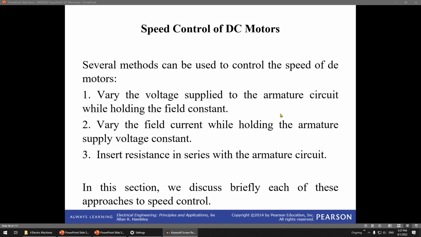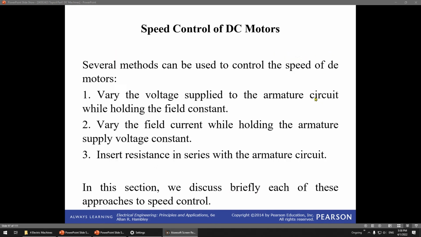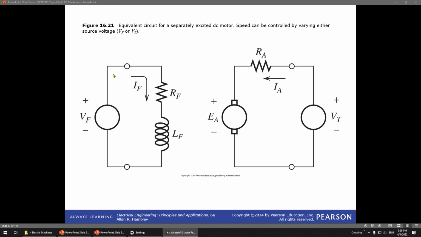So let us look. Variation of the power supply. This method is applicable to the separately excited motor, as mentioned before. If you have a separately excited motor, you can vary the voltage here, this one and this one, to control the speed.